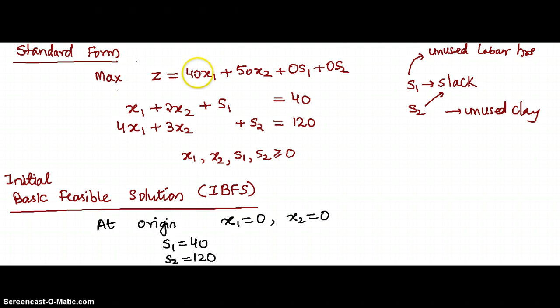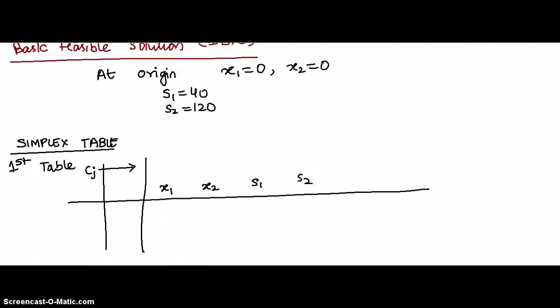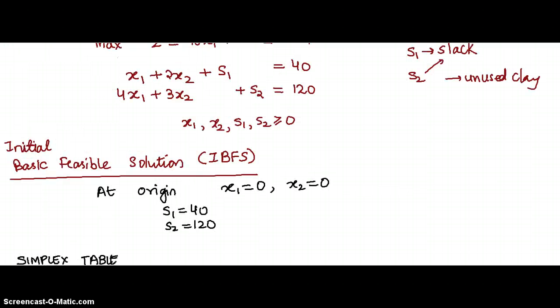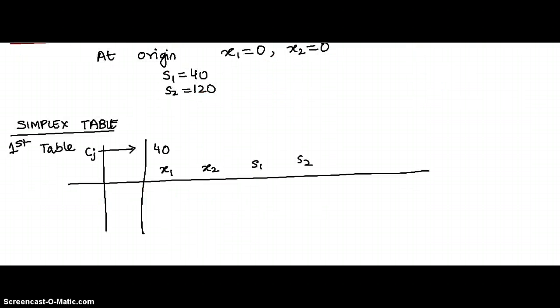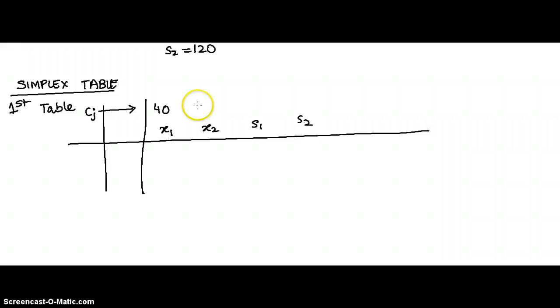In the objective function, the coefficient of x1 is 40. So it will come above x1 here. The coefficient of x2 is 50. It will come here. Similarly, the coefficient of s1 and s2 is 0 and 0. So this is the first row.